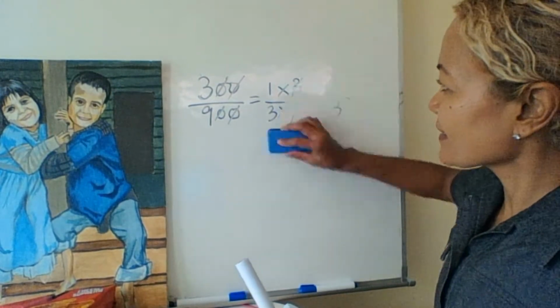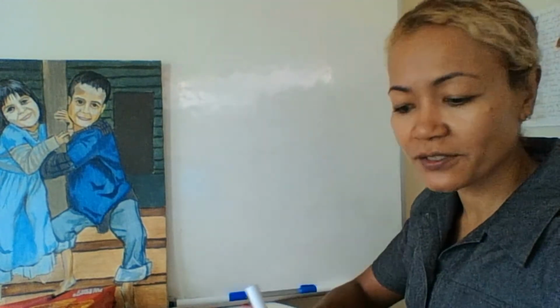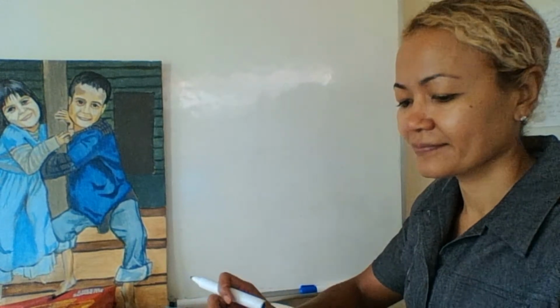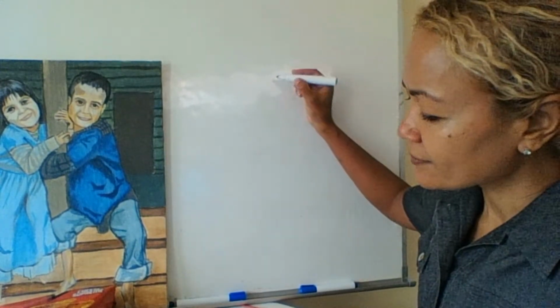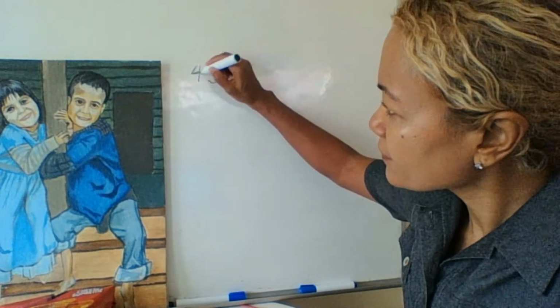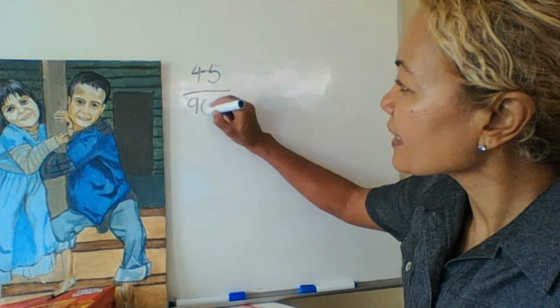Now, let's go on to one that is a little bit more interesting. 45 over 900.